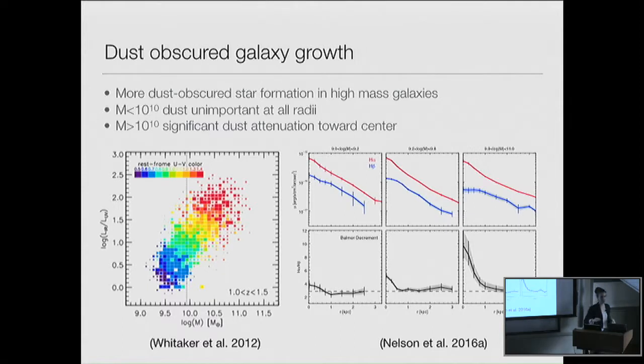I know this is deep in observer land, and so I apologize. I know you're theorists and you're like, dust, I really don't care. But it's important because in massive galaxies, over 90% of the star formation is dust obscured. And so if you're trying to figure out where these galaxies are growing, it's essential to know where the dust-obscured star formation is happening. And you can't necessarily just assume that it's happening in the same places as the unobscured star formation.